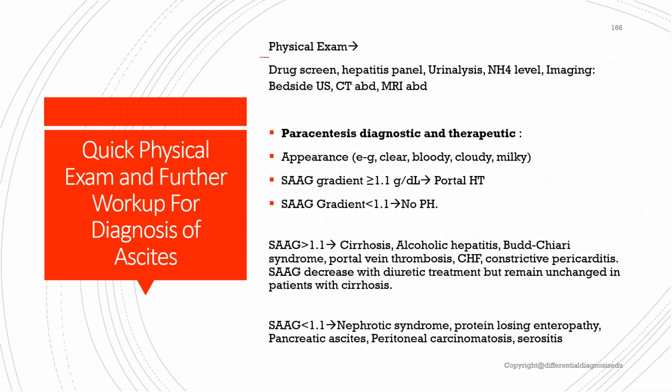Do the quick exam. Pain in the abdomen is one of the important signs of spontaneous bacterial peritonitis. It's also called the hallmark of peritonitis. Pain in the abdomen, abdominal tenderness. Look for the drug screen, any history of IV drug abuse in the past, and hepatitis panel.